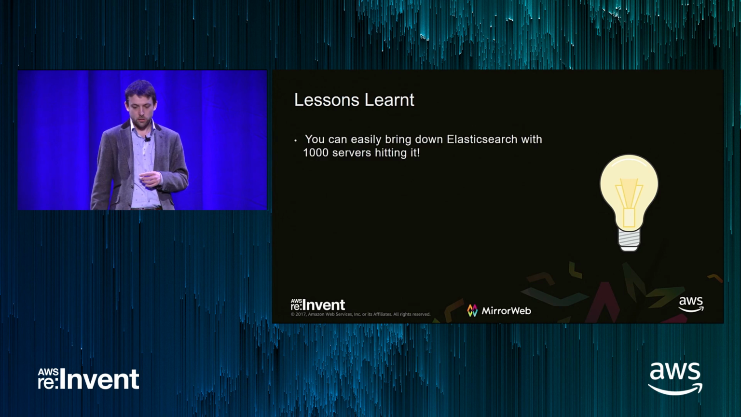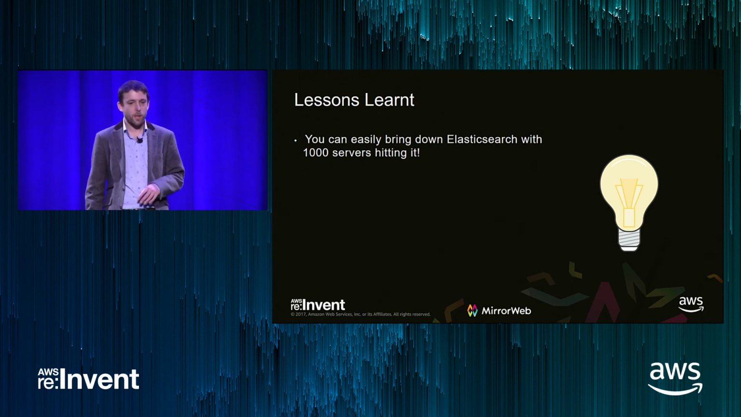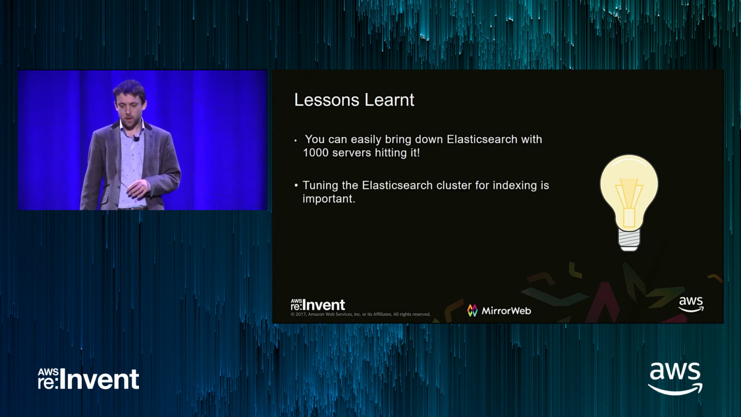So what did we learn? Well, I learned you can take down Elasticsearch very easily with 1,000 servers hitting it. And I think we had 3 attempts before we got it right. And obviously tuning the index for indexing is really important.